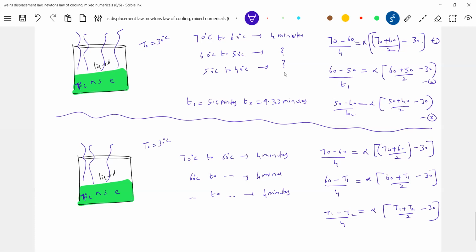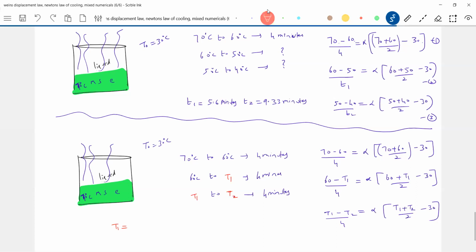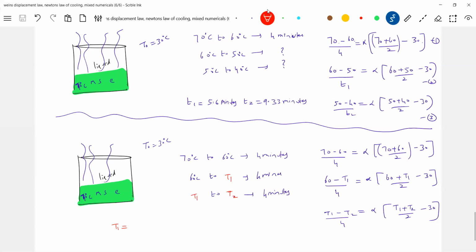Okay, T1, T2 are unknown. Dividing equation 1 and 2 will get T1. Substituting that here will get T2. Anybody value of T1, T2? T1 is 52.5.